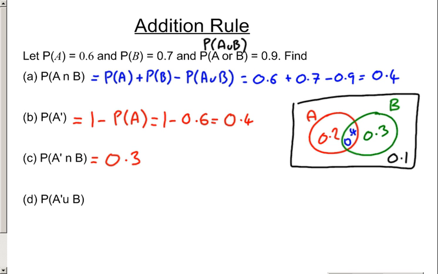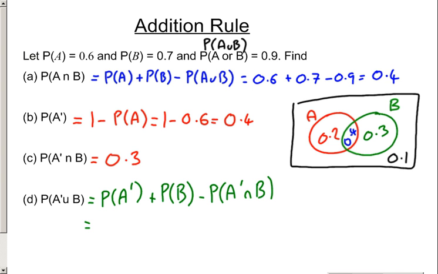And the last part here, A complement union B, we're going to use our rule again. This is the same as the probability of A complement plus the probability of B minus the probability of A complement intersected with B. So we know all these now. Probability of A complement, well, we worked that out in part B, was 0.4. Plus the probability of B, we're given that, is 0.7. Minus the probability of A complement intersect B, we just worked that out in part C, is 0.3, which means the answer to this is 0.8.